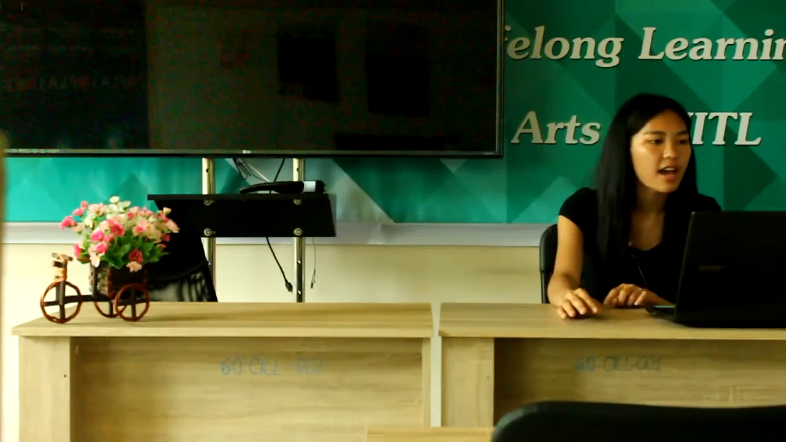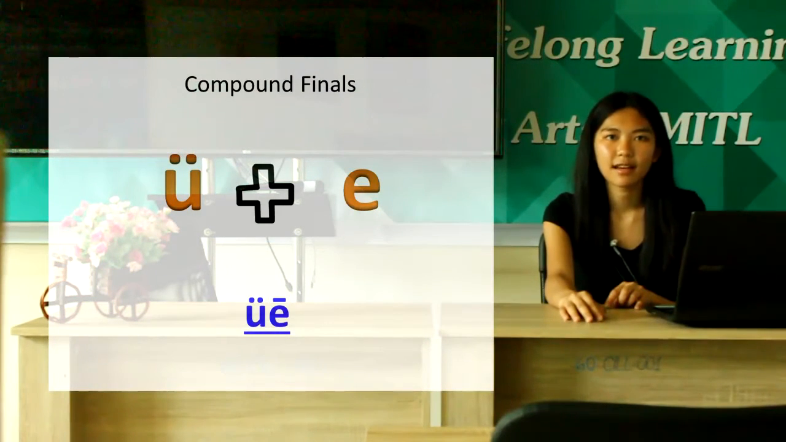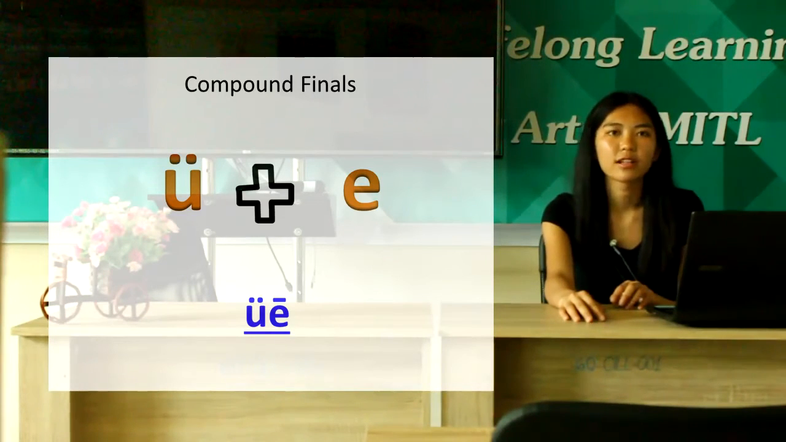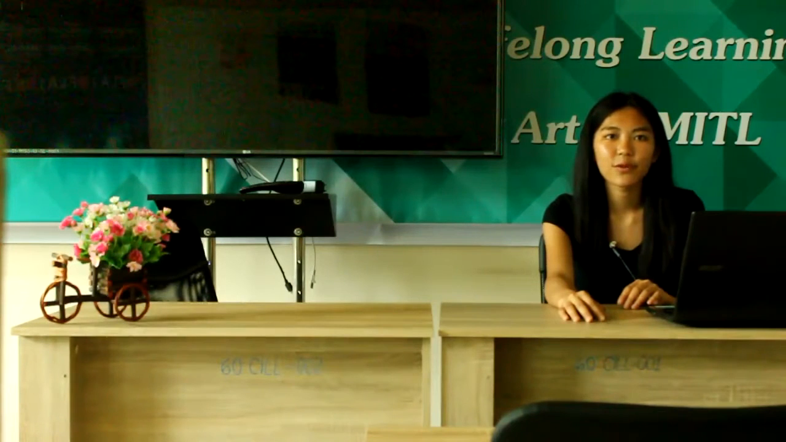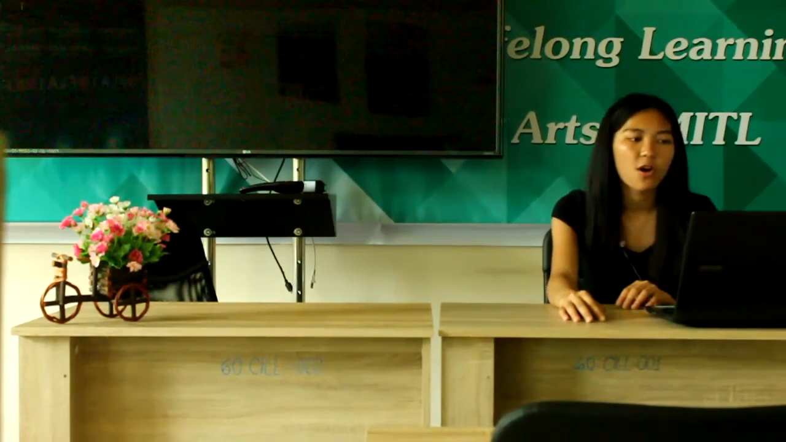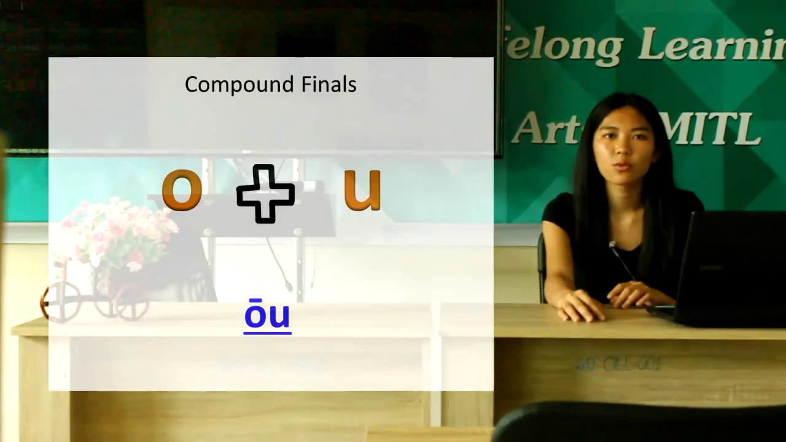It's like that. The next one will be yu and e, and here the e will sound the same as well. So we join these syllables together. Yue. The next one will be an o and an u. So we join it together. Ou.